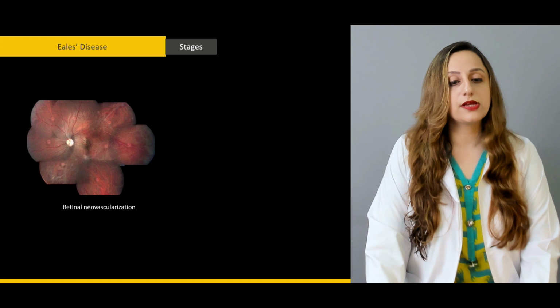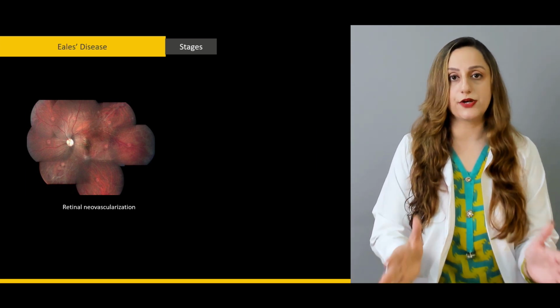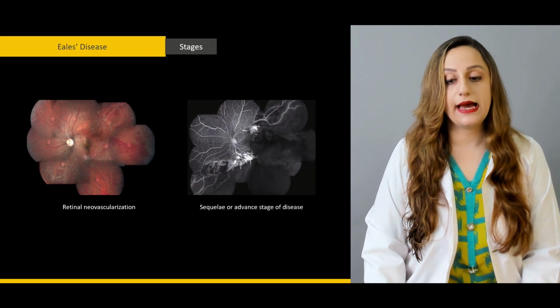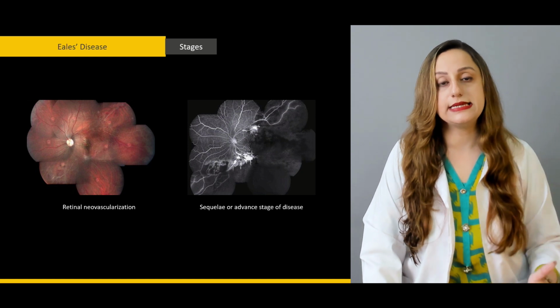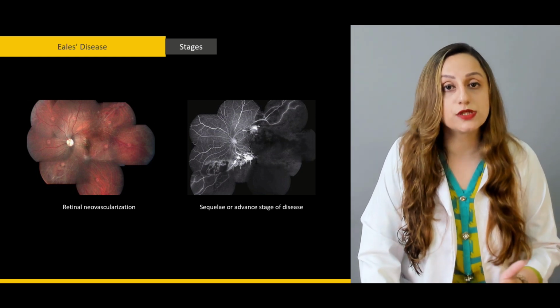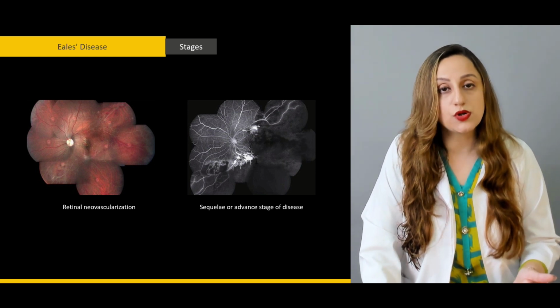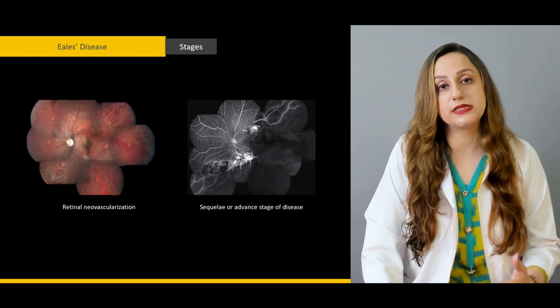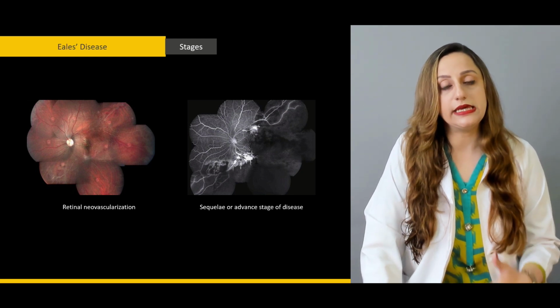As you can see, there is the stage of the retinal neovascularization. New vessels are being formed over here. And then we have the sequelae or the advanced stages of the disease in which we can encounter glaucoma, we can encounter neovascularization, or even retinal detachment is sometimes seen in these complicated cases of the Eales disease.